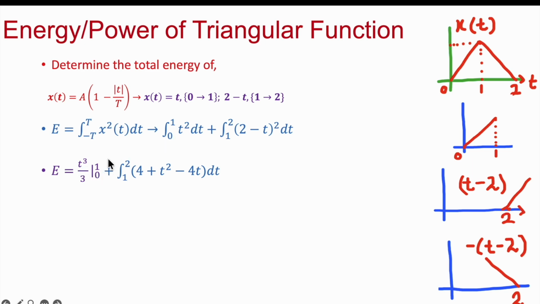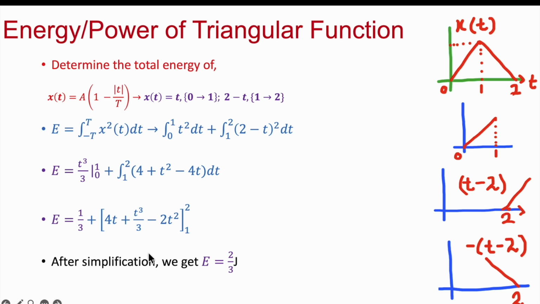The integral of t square is t cube by 3, with the limits from 0 to 1, plus, because this is a whole square, you can open that square using this formula: 2 square is 4, t square, minus 2 times 2t, which is equal to 4t. If you take the integral of this equation, you will end up with 4t plus t cube by 3 minus 2t square with the limits from 1 to 2. After simplification, we get the energy of the given signal, which is equal to 2 by 3 joules.